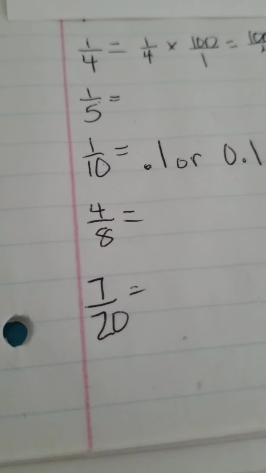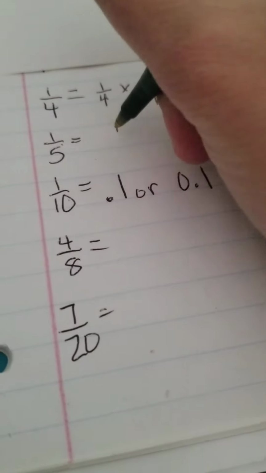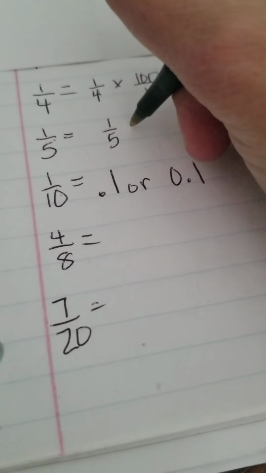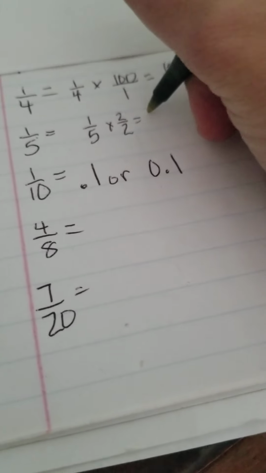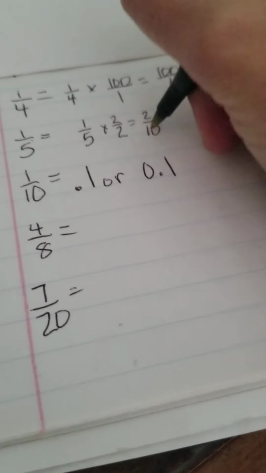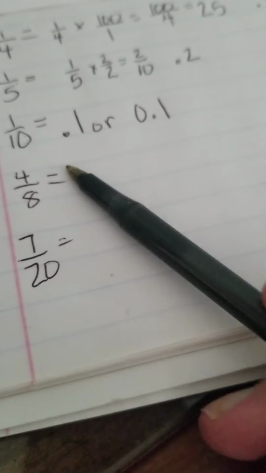The other thing you could do is turn the fraction into an equivalent fraction with a denominator of 10 or 100. So you could take 1/5 and do times 2/2 is 2/10, which is 0.2. Okay. I'm going to skip 4/8 for right now. I'll come right back to it.